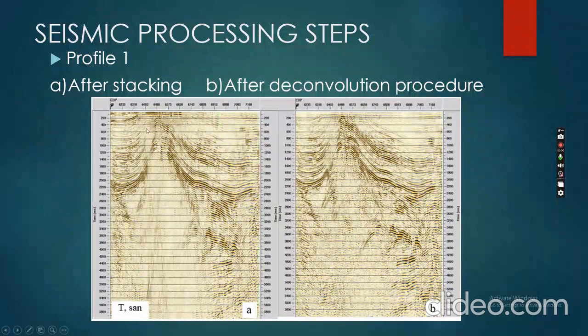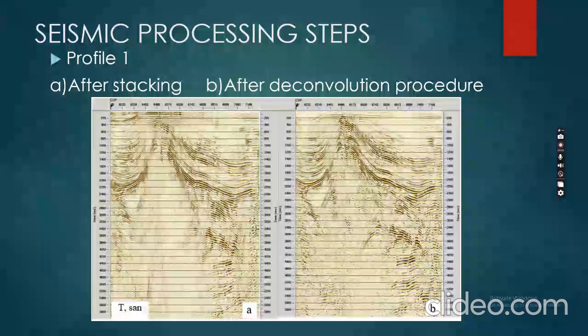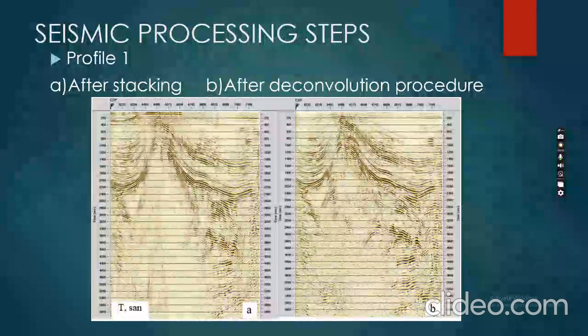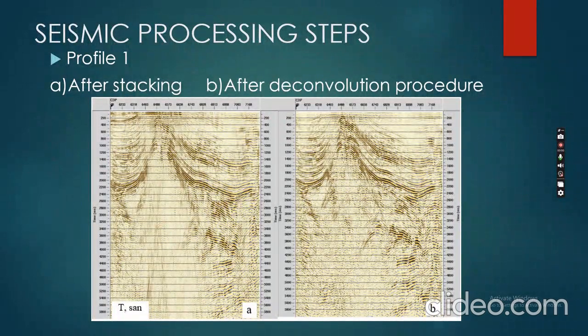In the first step, we stack the seismic data. Stacking basically means combining multiple seismic traces that were recorded at different offsets into a single trace. And this process helps to improve the signal to noise ratio, so the reflections from subsurface layers become much clearer. The next step is called deconvolution.